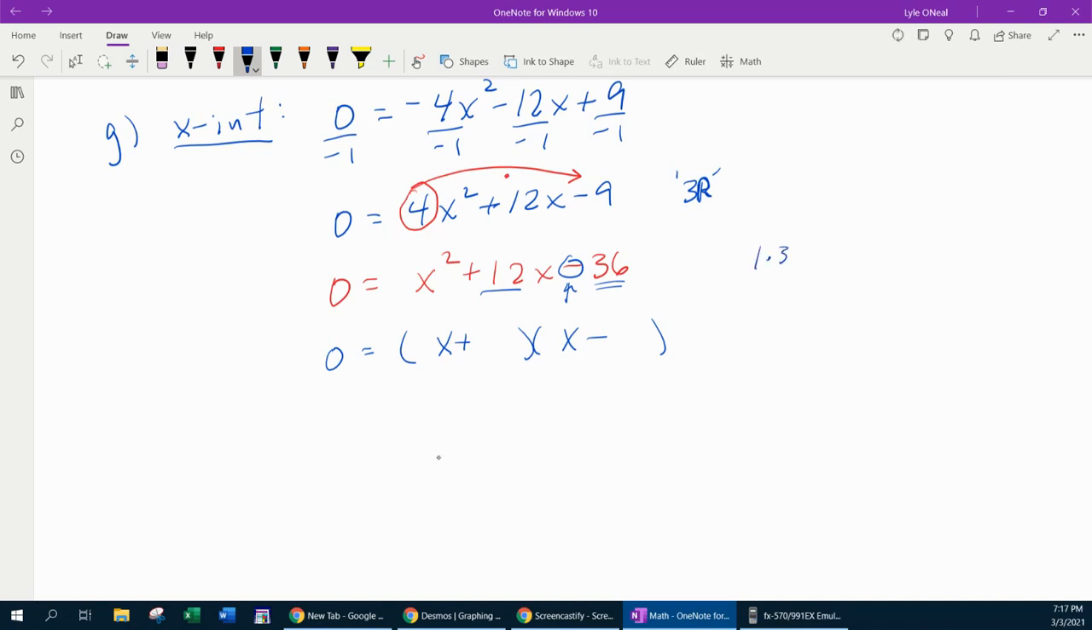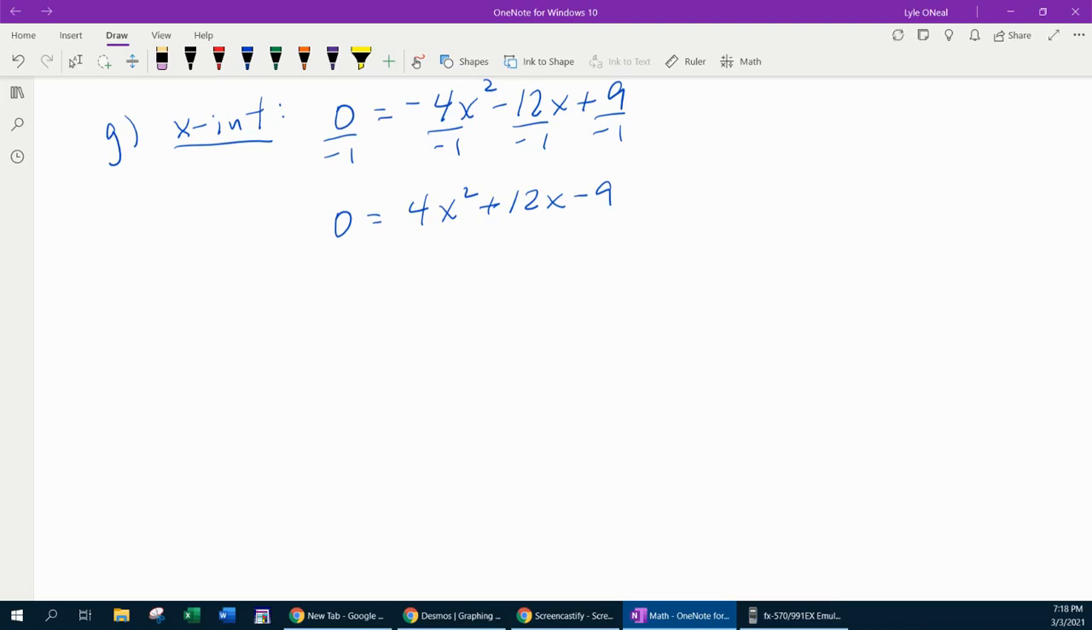Well, it's not 1 and 36. Maybe it's 2 and 18. Nope. Maybe it's 3 and 12. Okay, so after going through the factors of 36 and not finding a pair that subtracts and makes 12, that indicates that this trinomial will not factor, sadly, so we're not going to be able to solve by factoring, but we gave it a shot.